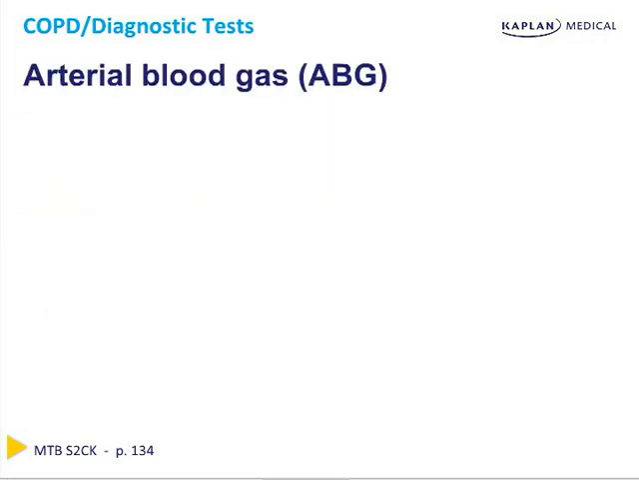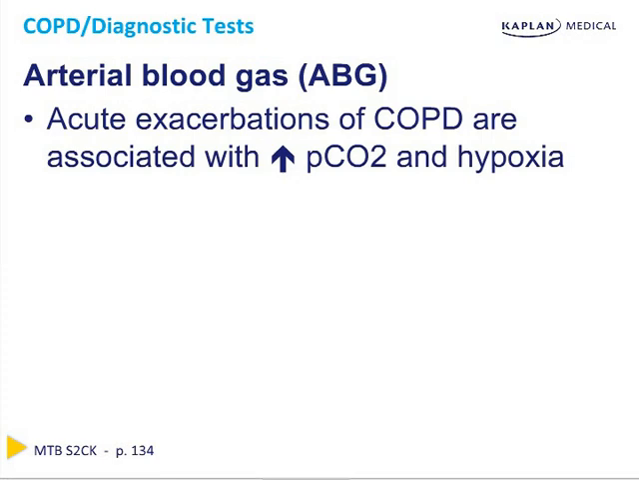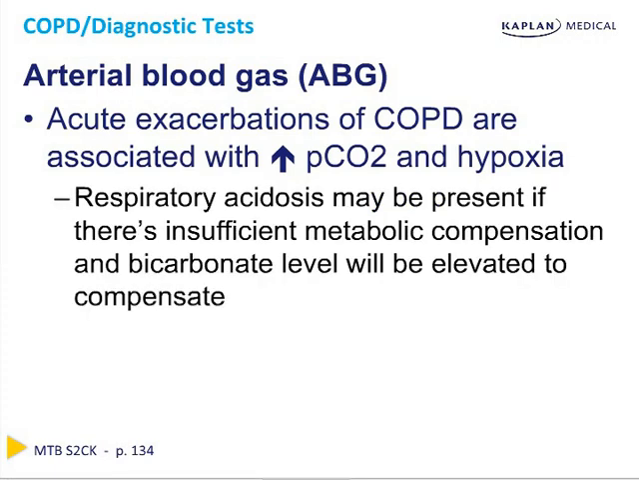Continuing on with further diagnostic tests for COPD, the ABG, just like in asthma, becomes critically important. Acute exacerbations are going to be associated with a large degree of carbon dioxide retention as well as hypoxia. Remember, respiratory acidosis may be present if there is not sufficient metabolic compensation. The bicarbonate level will be elevated to compensate.